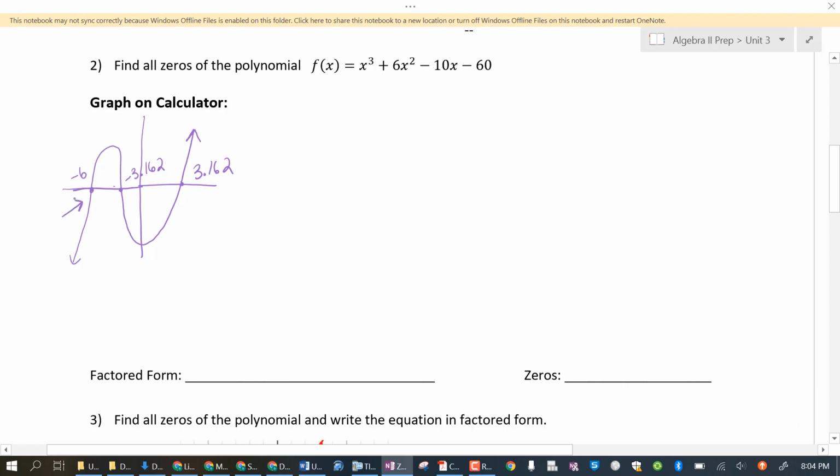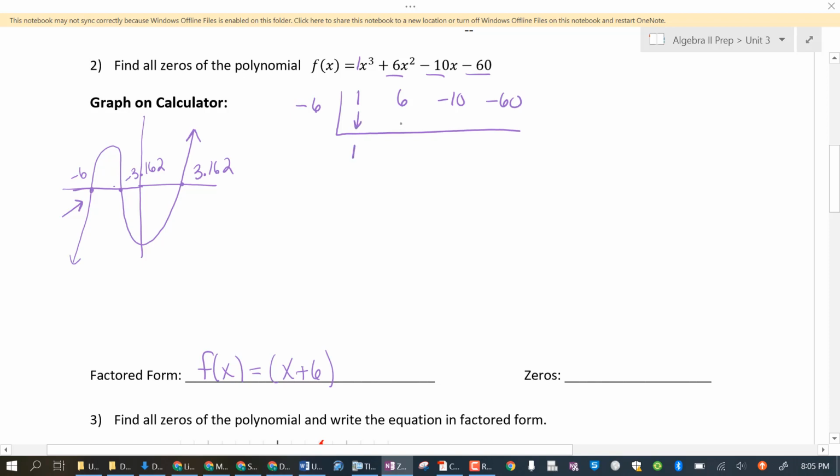So kind of like we were doing the day before, I'm going to use -6 and my long division to help me find my other factors. So I know one of my factors will already be x plus 6. Let's write the whole function. So f of x would equal x plus 6, because it's -6, so it's always going to be opposite. And I'm going to use my coefficients, 1, 6, -10, and -60. I'm going to do synthetic division. So I'm going to bring down this 1.